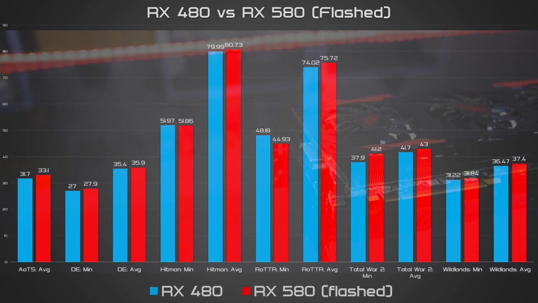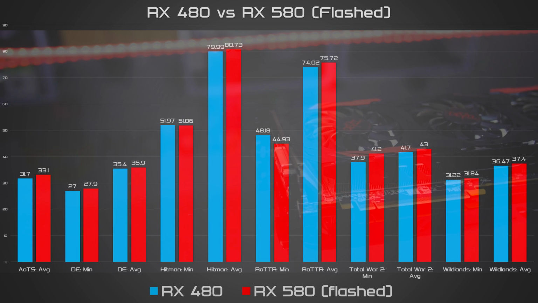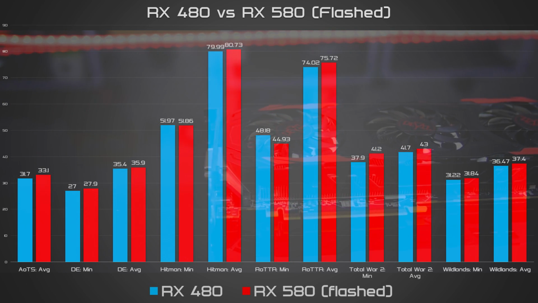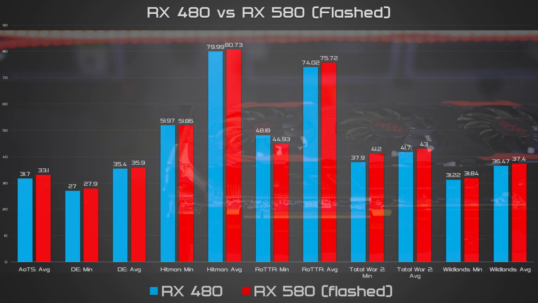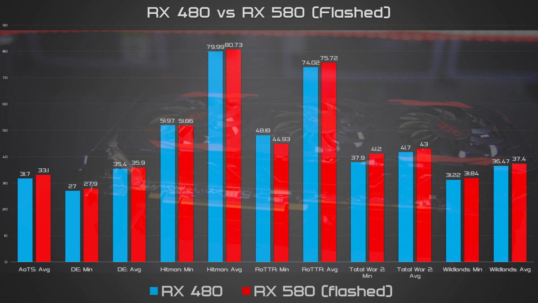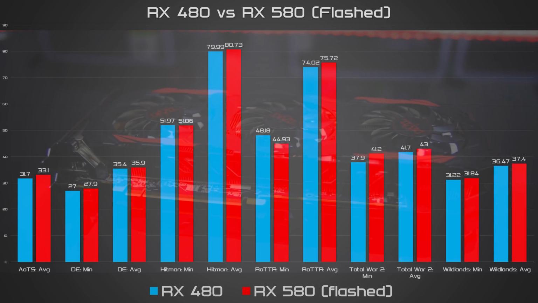The tests on the flashed 580 went perfectly well. They were actually about where we expected them to fall. So over the 480 stock, the difference between the flashed 580 and the 480 was about 2-4% depending on which game you were playing, which makes perfect sense because the core clock on the flashed 580 was about 4% higher than it was on the stock 480.